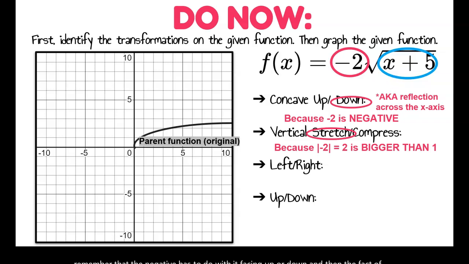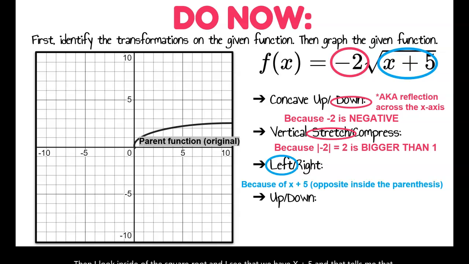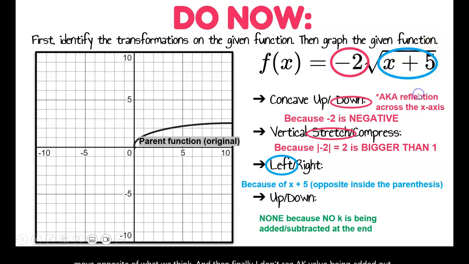Then I look inside of the square root and I see that we have x plus 5, and that tells me that our new graph is going to move to the left 5, because of the x plus 5. And remember that inside of the parentheses, it is going to move opposite of what we think. And then finally, I don't see a k value being added out here, so my graph is not going to move up or down because I don't have a number adding or subtracting at the end of our equation.